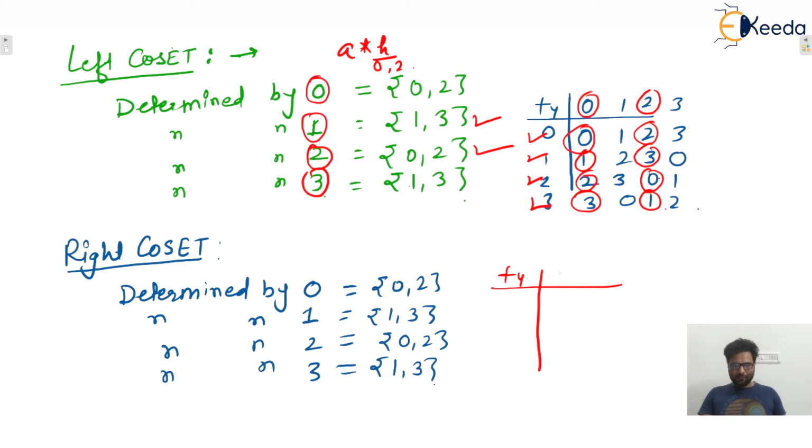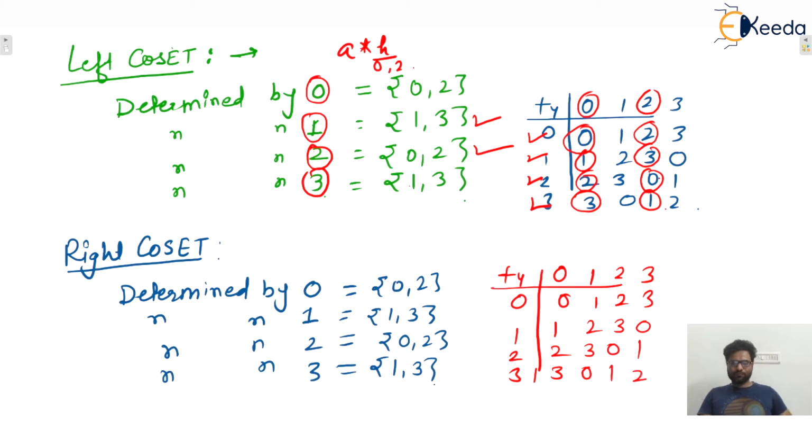Yes, for the same table we can assume 0, 1, 2, 3. This is also 0, 1, 2, 3. This is 1, 2, 3, 0. This is 2, 3, 0, 1. That is 3, 0, 1, 2. Isn't it? Okay. Now for right coset, what is the definition? That is H star A. So we can say that H belongs to capital H.